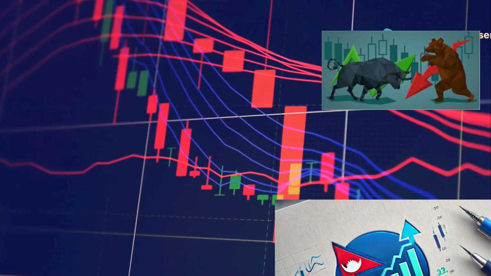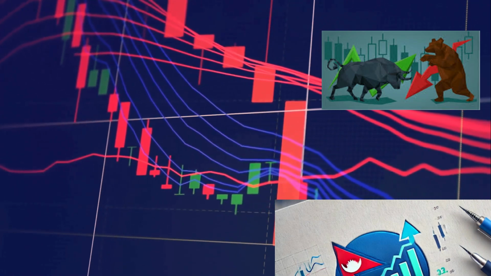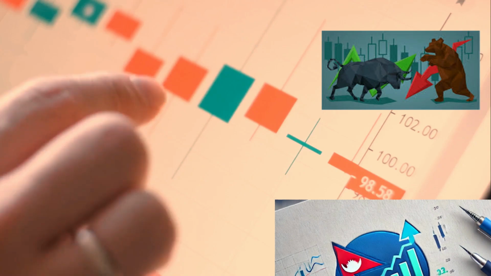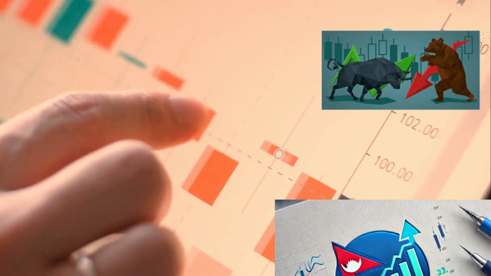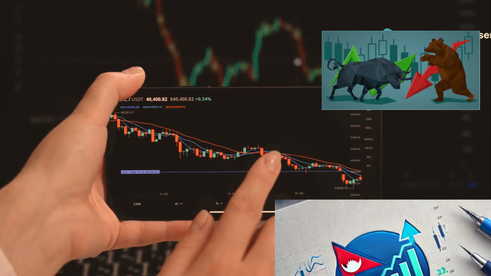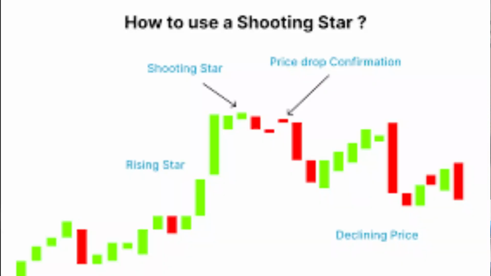Look for a red candlestick following the shooting star. That's a bearish sign. Remember, context is everything. A shooting star at the top of an uptrend is more significant than one in a downtrend. Use your trading instincts and other indicators to confirm your observations.